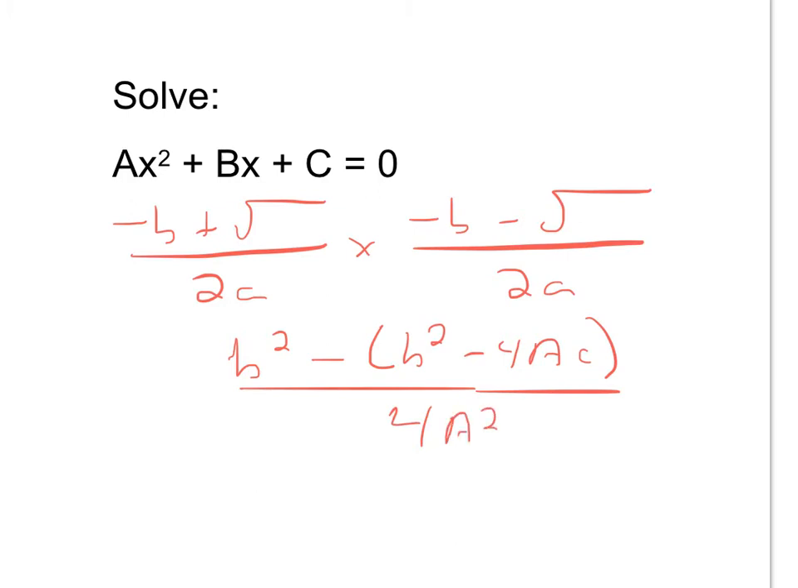So I'm going to do some simplifying right now. It looks like I'm going to get b squared minus b squared, which is nothing, minus minus, which is positive 4ac, all over 4a squared. Notice now I can cancel my 4's, cancel my a's, and I'm left with c over a, which is the product of the roots of a quadratic equation.